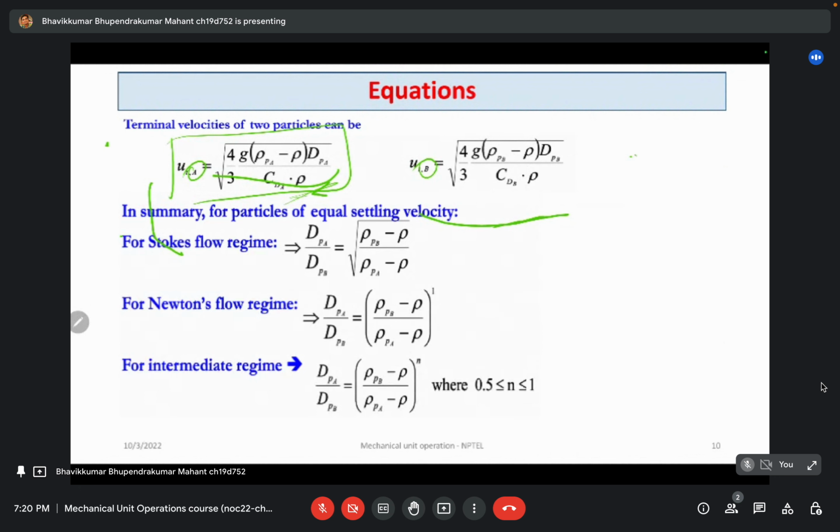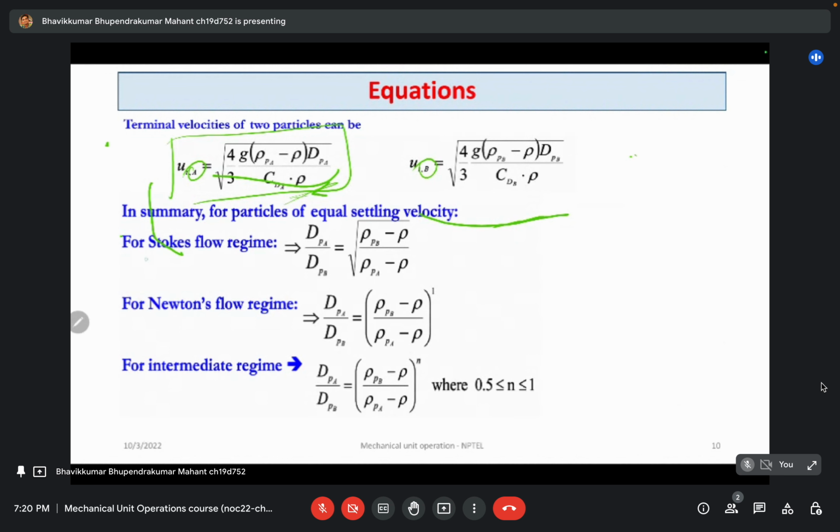In summary, we will not go into the whole derivation. There are two different types of study we can do: a summary for particles of equal settling velocity, and another for particles of equal diameter. So equal particles have equal settling velocity.